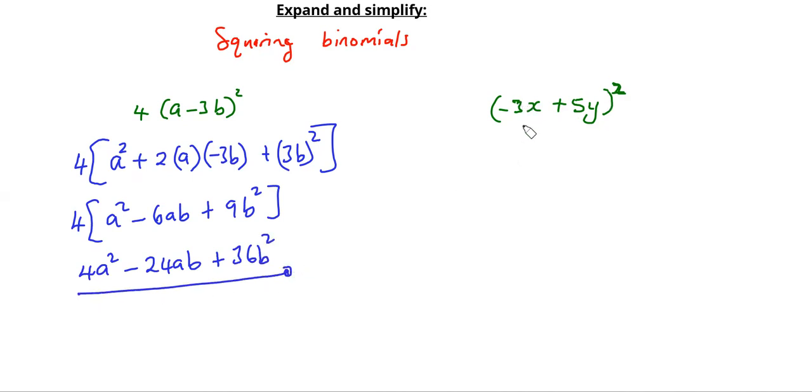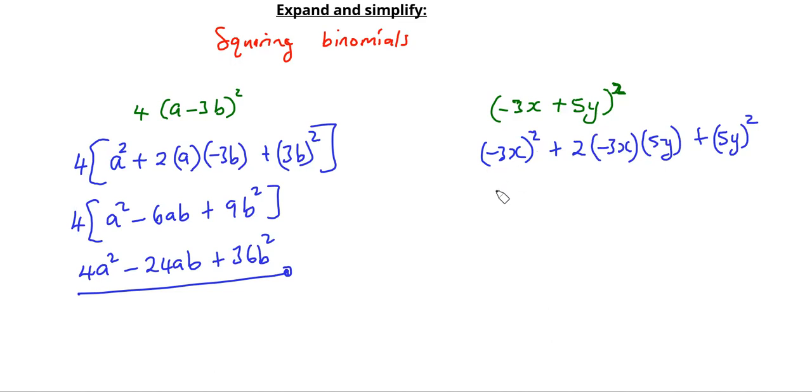What about this one here? Remember, we stick to our rules. First term, we take it, negative 3x, and we square that, plus 2. What is our a? It is negative 3x. What is our b? It's 5y. Plus 5y. We put it in a bracket because since they are multiples, we square like that. Then when we do this, what are we going to get? Negative 3 times negative 3, when you square here, we're going to get a positive. Are we together? Even if we have a negative here, we're still going to get a positive.